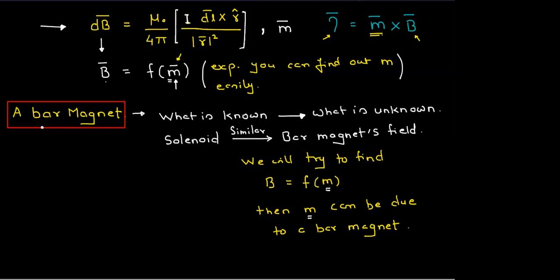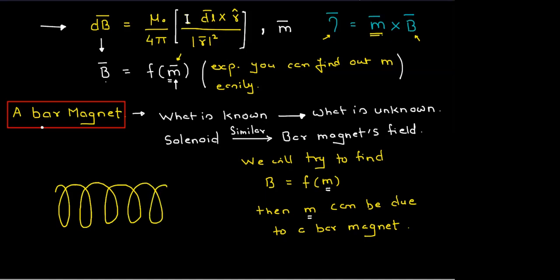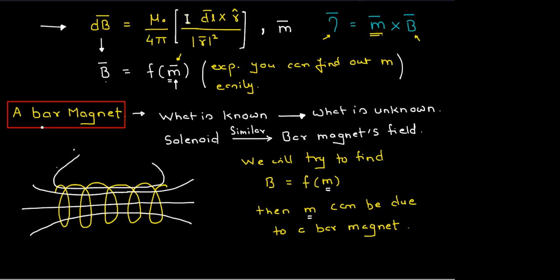Okay, so let us first, just to revisit, can you draw the magnetic field due to a solenoid? Draw a small solenoid and just quickly draw the magnetic field because of it. Will it be like this? Do you remember? Yes, sir. It will be like this. Okay. It looks like a bar magnet's magnetic field.